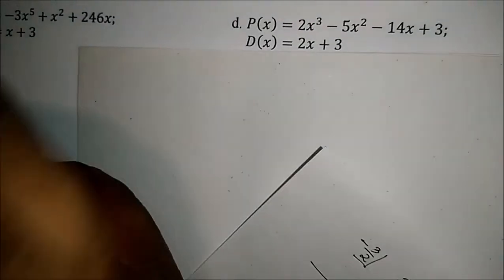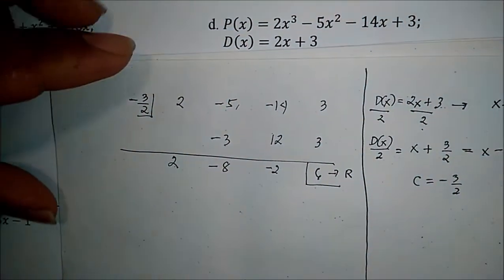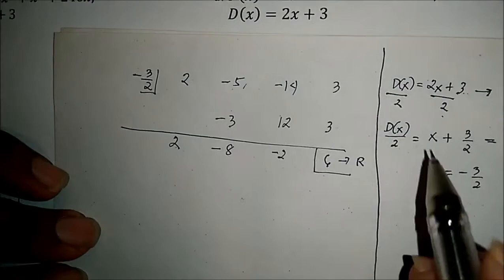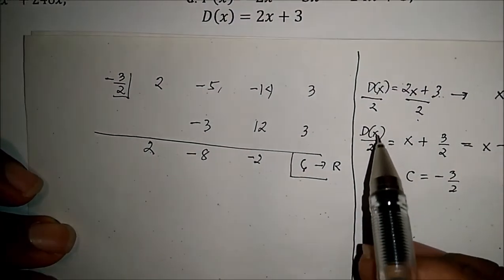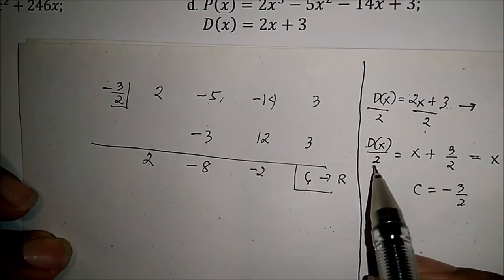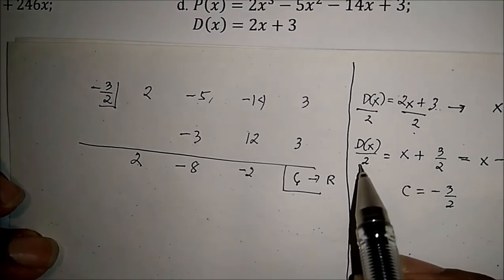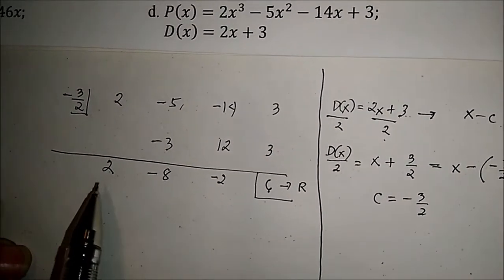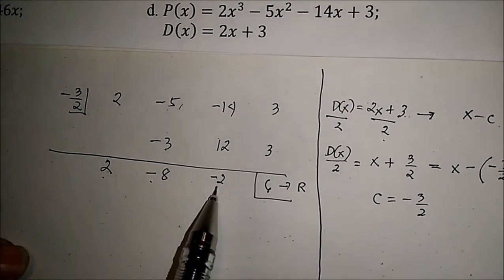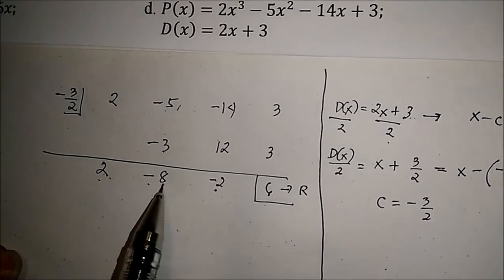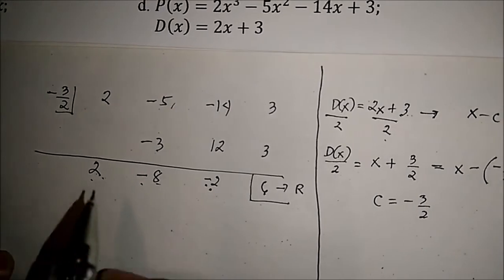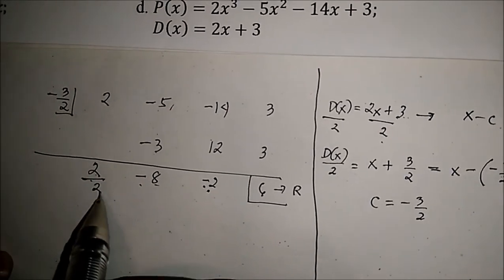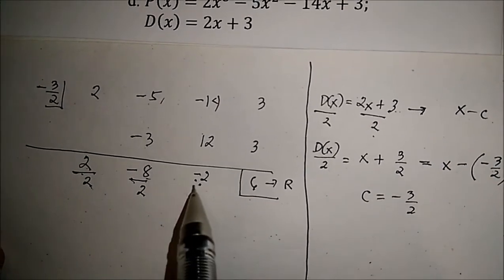Now, pumunta tayo sa quotient. I-check natin yung quotient. Remember, we have divided the divisor by 2. Anong ibig sabihin? Nung dinivide natin yung divisor sa 2, lumiit yung divisor by 2 times. That means yung quotient mo, lumaki by 2 times. So, ang gagawin natin is, i-divide natin to by 2 para bumalik sa original value.